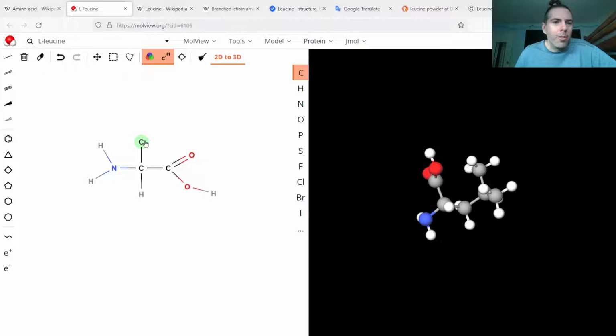The side chain for leucine is going to have a carbon followed by a second carbon, which branches out into two carbons. And those will all be saturated with hydrogens.